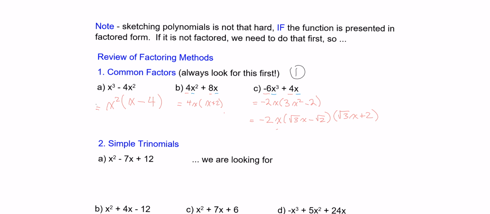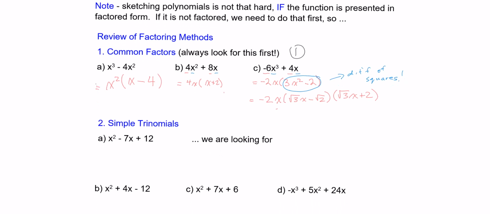Now remember, this whole part here is called a difference of squares. This allows us to find the roots of things. Notice, we look for something that's squared minus a number to the side, and then we can pull it out. Now, let's go and take a look at simple trinomials.